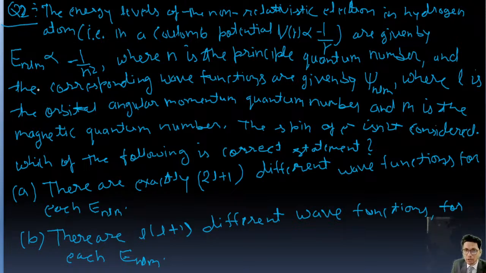So here the energy eigenvalue, that is the energy level, ENLM, is given proportional to minus 1 upon n square, where n is the principal quantum number. We'll check the options one by one. The first option says there are exactly 2L plus 1 different wave functions for each ENLM. This option is not correct. The second option says there are L into L plus 1 different wave functions for each ENLM. This is also not correct because we don't have any information regarding it.